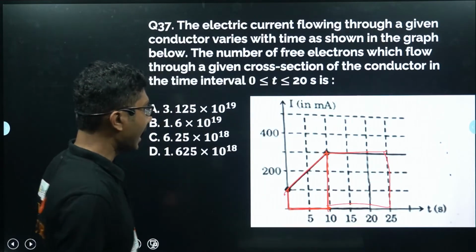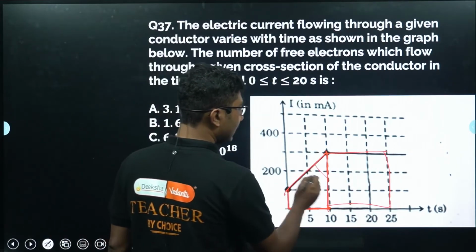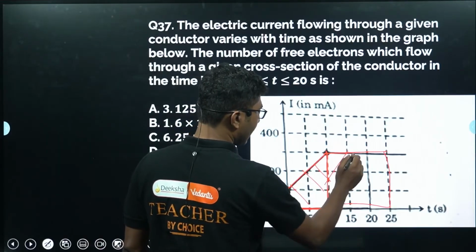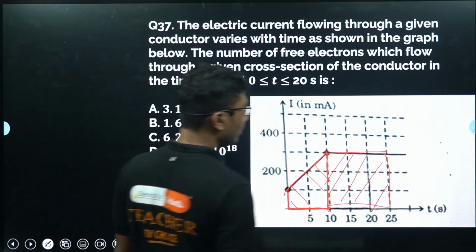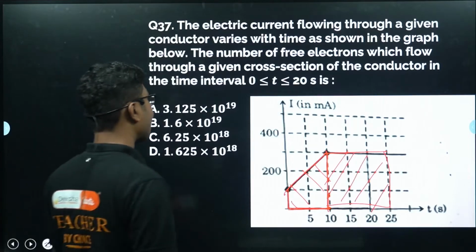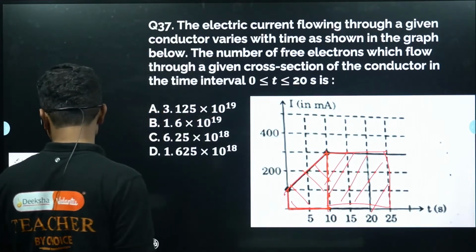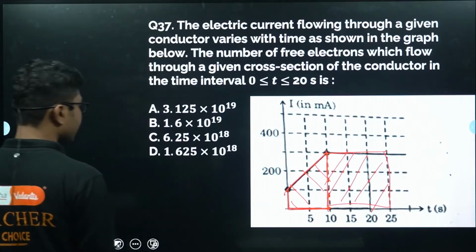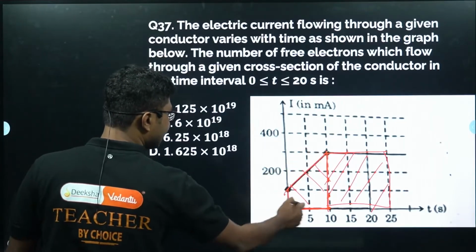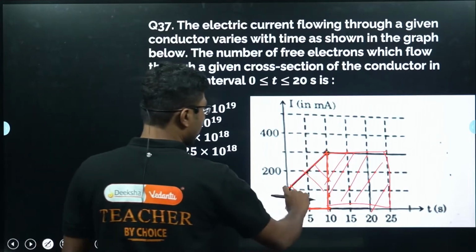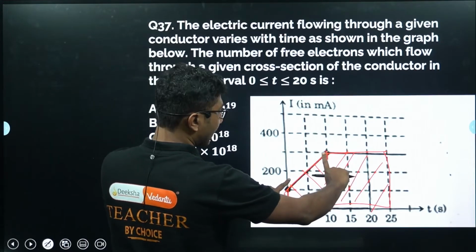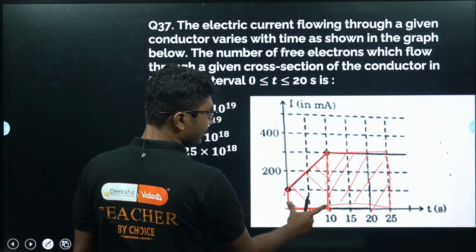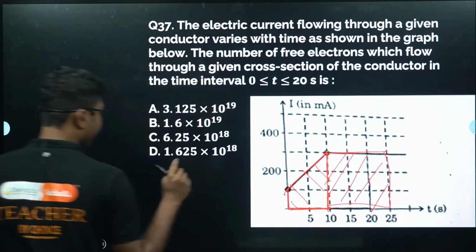So if I add these 2 areas, I will get the total charge. Now the question is not about total charge, it is about the electrons. So we will come to that as well. So first calculate the area. What is the area of this trapezium? Trapezium's area is half of the sum of the parallel sides times the distance between them.